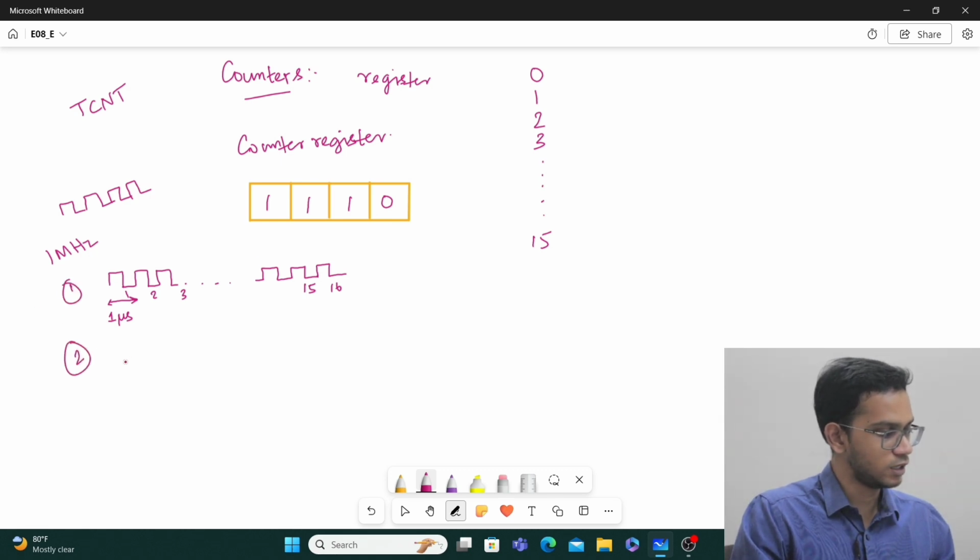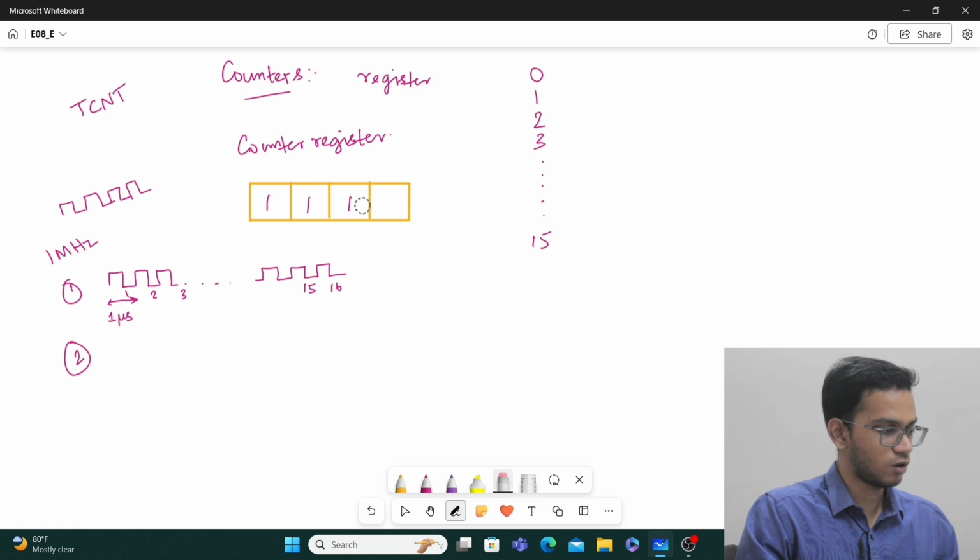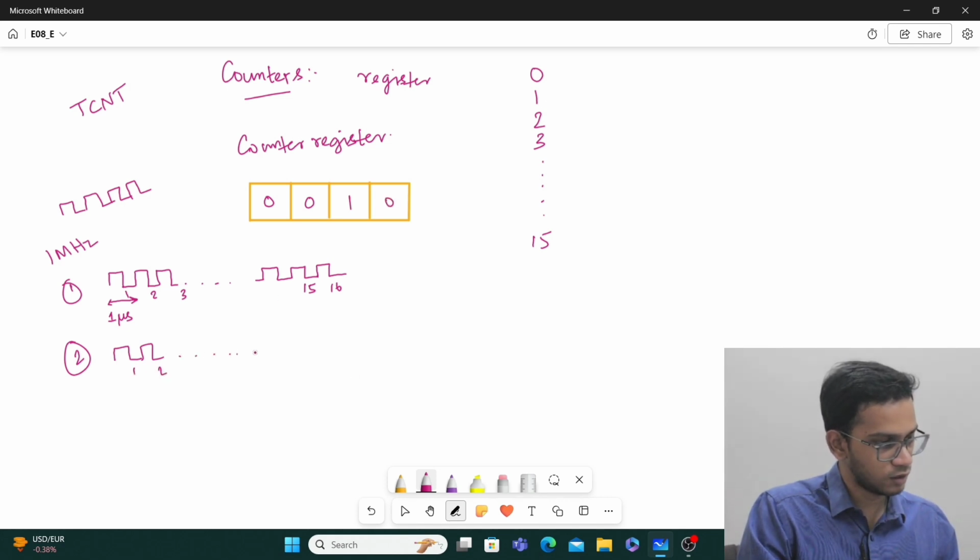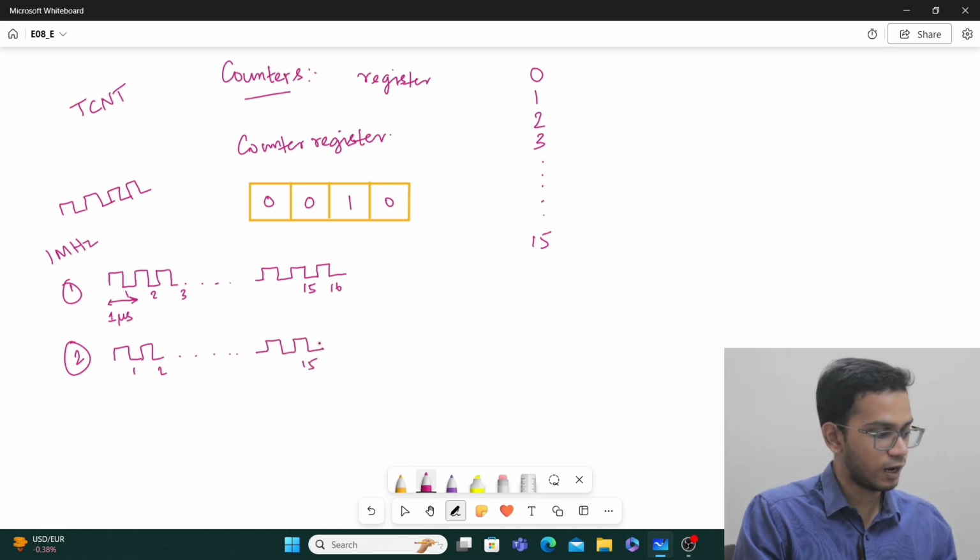And the second possibility is we have all zeros at first. I give the first clock pulse, so this bit alone changes to 1. I give the second clock pulse, so this changes to 1 0, and so on. It will keep continuing up to 15, just like the previous case. The 15th clock pulse will be recorded. After that, at 15, what will be the value shown here? It will be all ones.